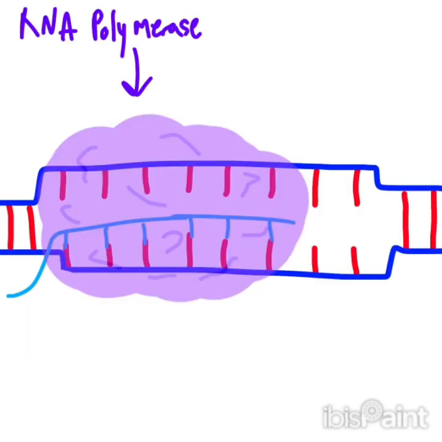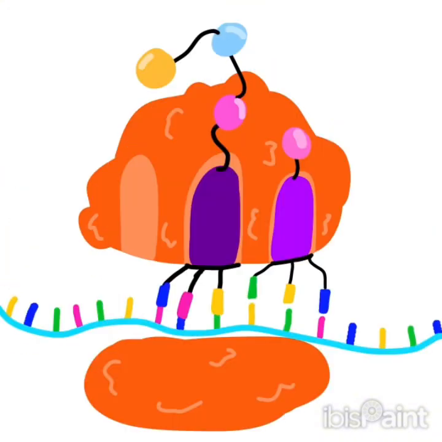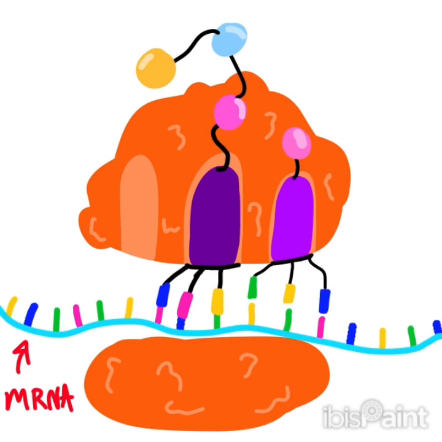After this, translation can begin. In order to start translation, the RNA strand leaves through the nucleus and into the cytoplasm, where it will attach to a ribosome, and then the ribosome will begin decoding the messenger RNA.